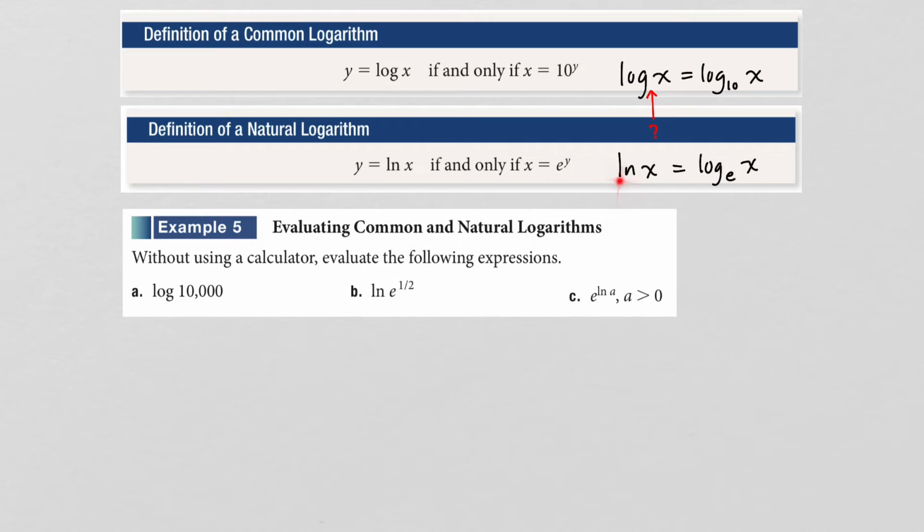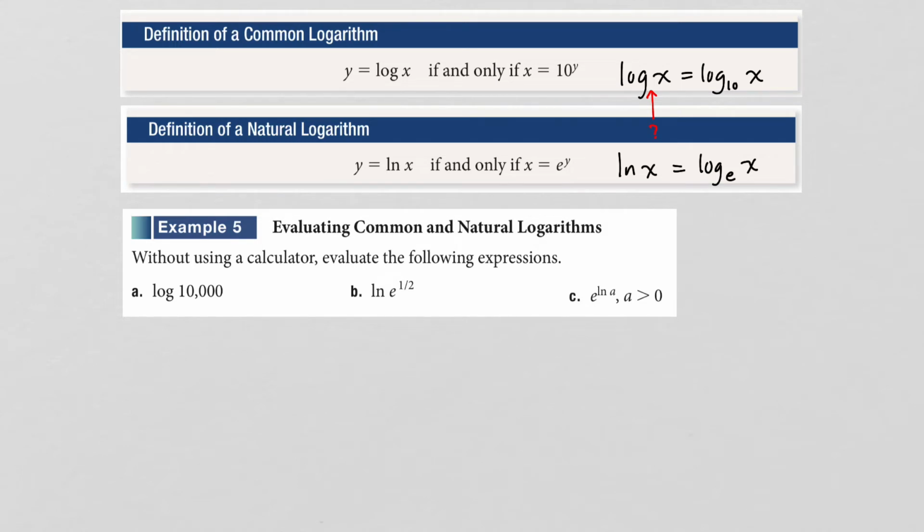So anytime you see ln of x, you need to understand that this is the natural log of x. And when you read it, you really should say natural log instead of saying the letters ln. Okay, so let's get in the habit of calling this natural log of x.